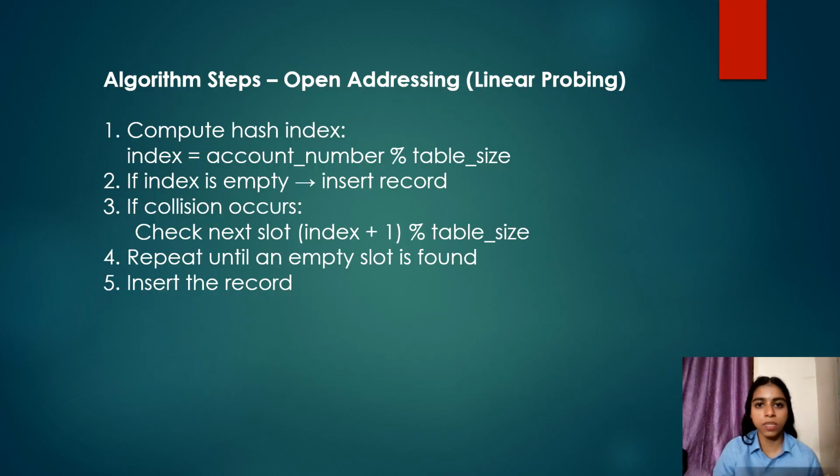Here are the algorithm steps for open addressing. Compute the hash index using the formula index equals account number modulus table size. If the index is empty, insert the record. If a collision occurs, check the next index, that is, (index plus 1) modulus table size. Repeat until an empty slot is found. Insert the record in that position.